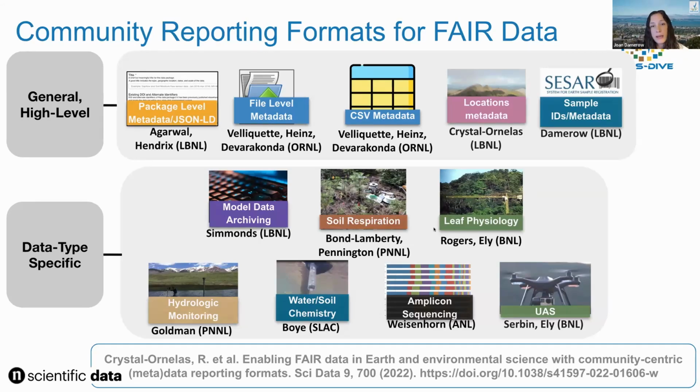We also have data type specific reporting formats such as soil respiration, leaf gas exchange, hydrologic monitoring, water soil sediment chemistry, and drone data. Most of these are described in the Nature Scientific Data paper cited at the bottom of the slide, and we also have documentation on all of these in GitHub that provide templates and instructions on how to use them.